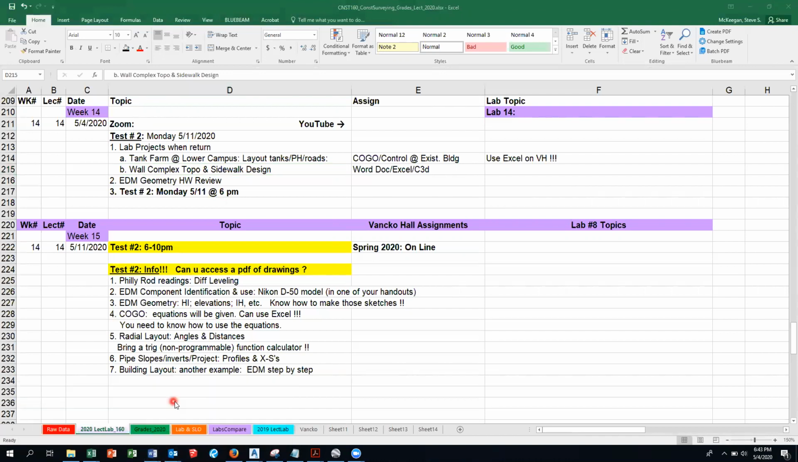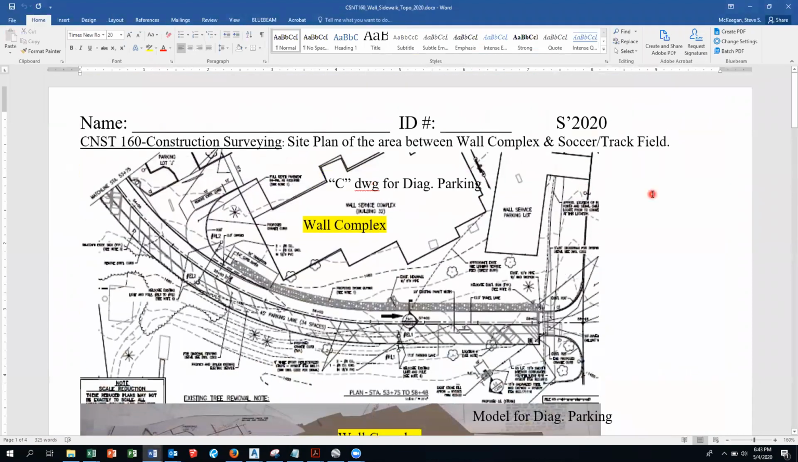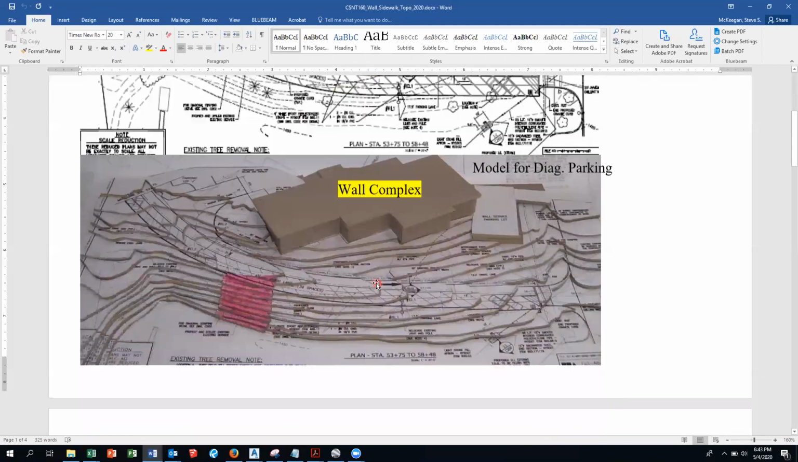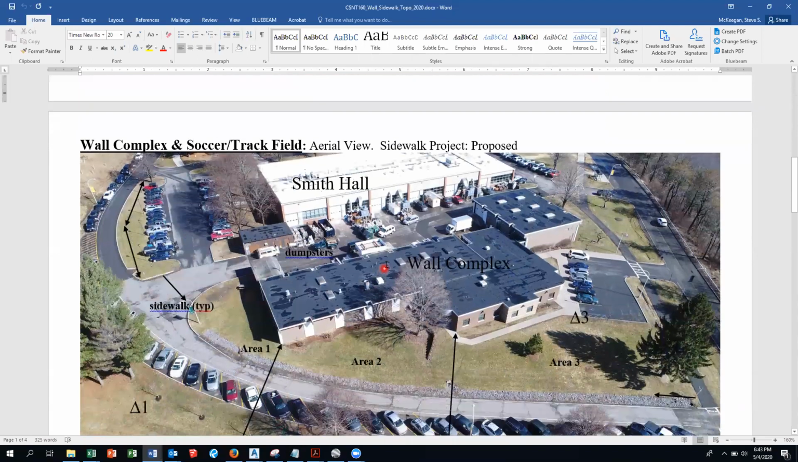So these handouts are all going to be given to you. So there's really no work to do between now and then. So here's the, actually this is a drone. A student had a drone, went out and was nice enough to take some good drone shots.